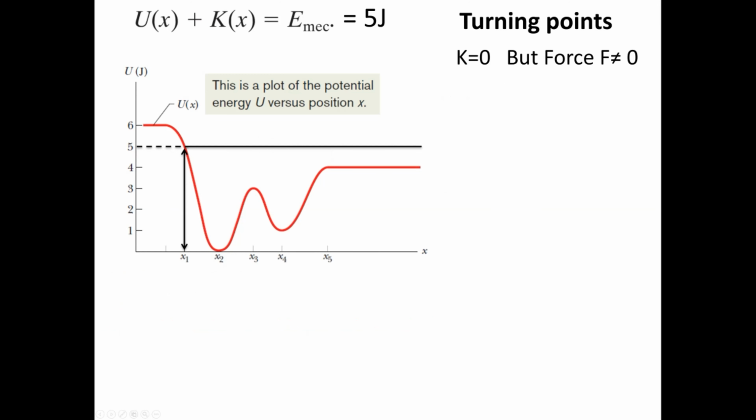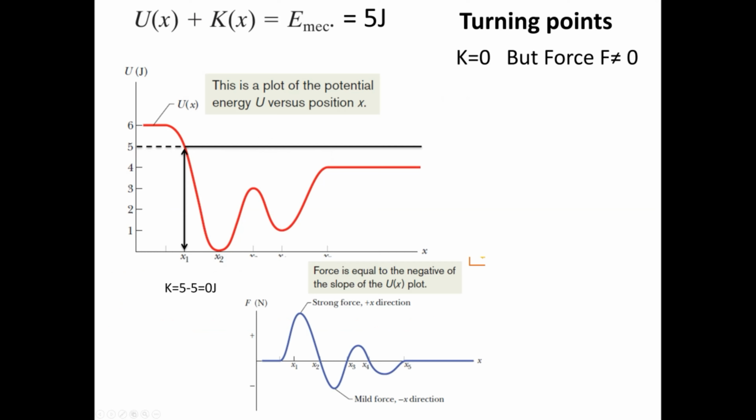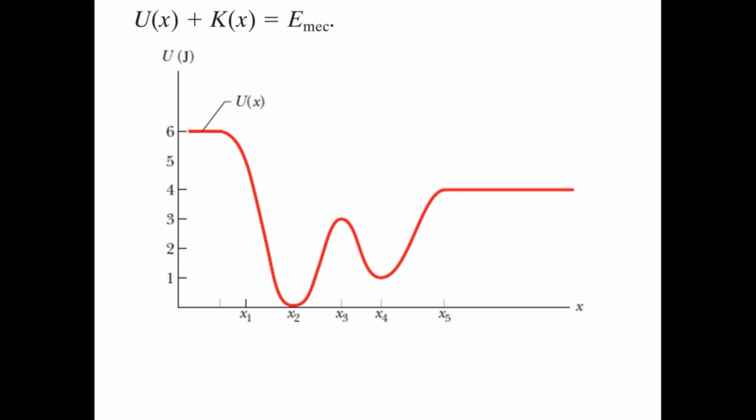This point here, where the two lines intersect, is called a turning point. My kinetic energy here is 0 because 5 minus 5 is 0, but my force is not 0 because look, we have a slope. So we still have the problem of the minus 1 joule. What do we do with that?